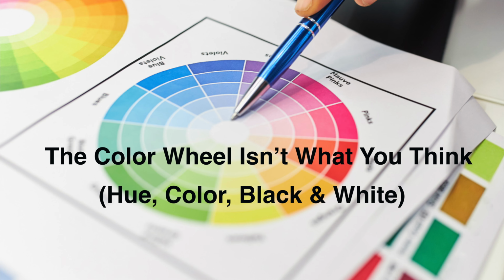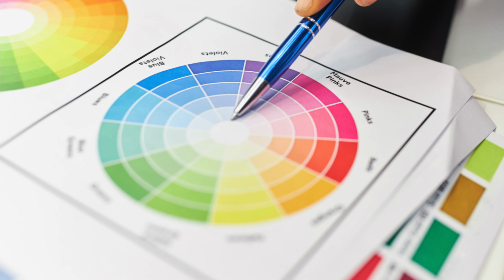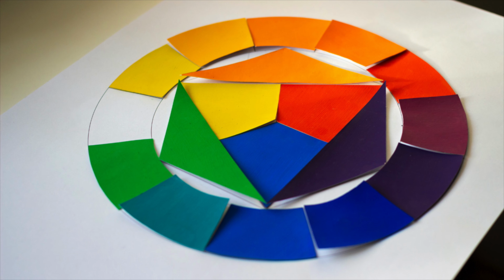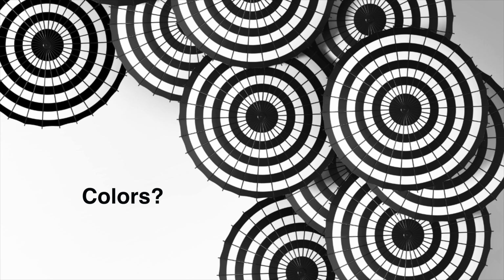Most artists learn the color wheel as primaries and secondaries, but almost no one explains what a hue really is, how it differs from color, or where black and white fit into the system. So in this lesson, we are going to build a color wheel step by step and use it to clarify the difference between hue and color. Plus the big question, are black and white actually colors?